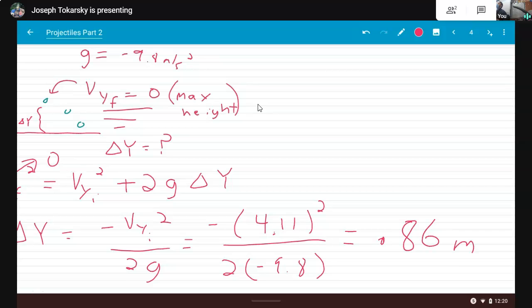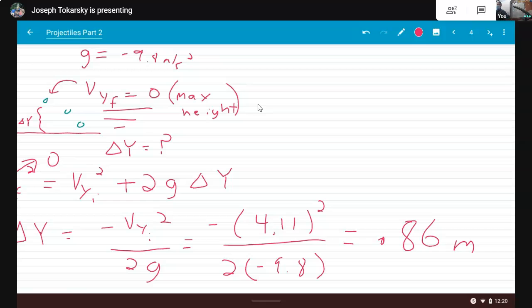Your book did it a different way. This is the quickest way to solve for that, though. Your book finds t first and then uses t, which there's nothing wrong with that, but I always try to do it the simplest way. Now t will be necessary though in a later part. That might be why they did it. But sometimes you might only be asked this and nothing else. So if you're only asked for the max height and nothing else, this is the easiest way to do it. Okay? Given those givens like this problem had.